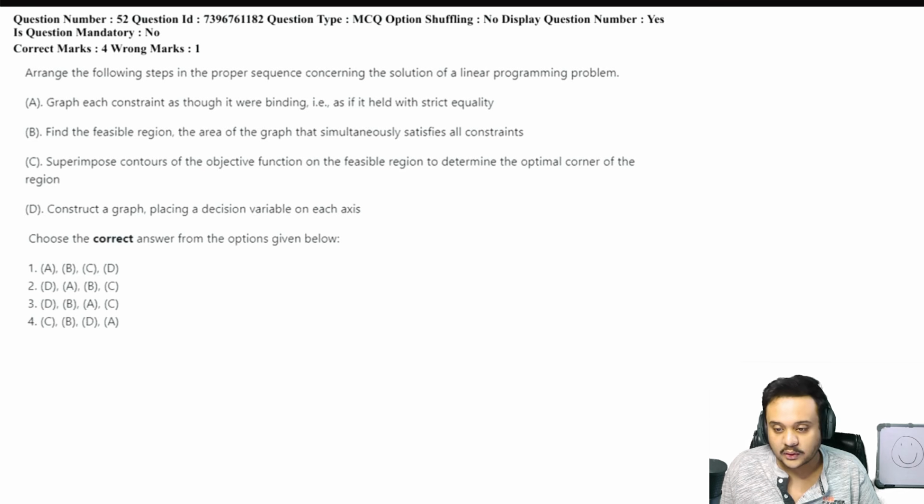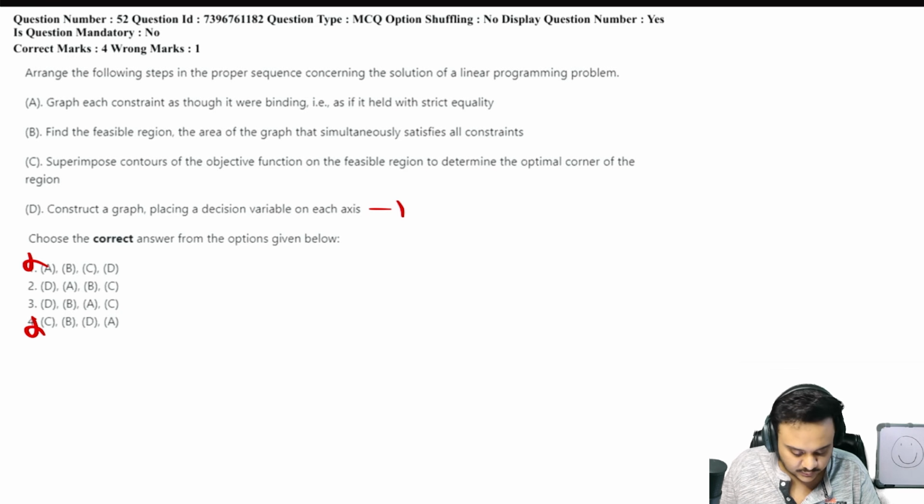Like, what do you do first when you are trying to solve an LPP? First, you draw a graph. So this is going to be first. You can already eliminate these two. Then next, do you graph each constraint, or do you find the feasible region? First, obviously, you are going to be graphing each of the constraints as though it were binding, that is, as if it held with strict equality. Okay, so you just graph each of the constraints, that is enough.